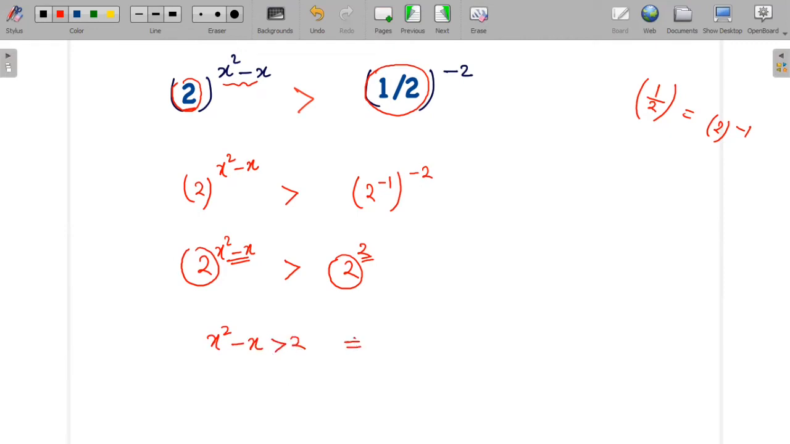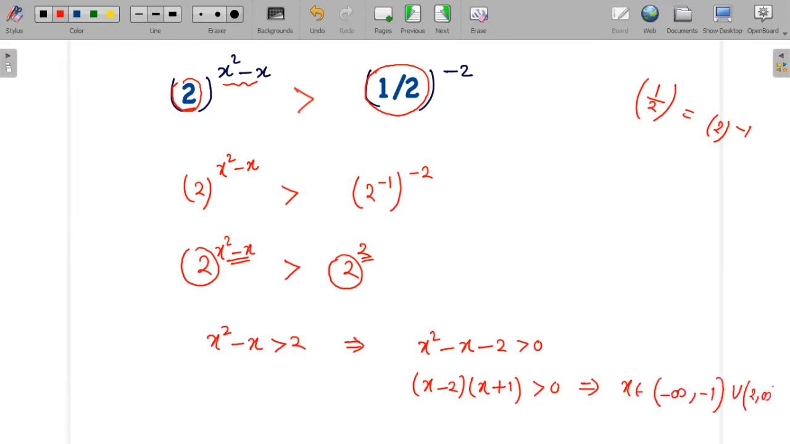Now bring this 2 to the left hand side. We have a quadratic inequality which is solvable. Factorize this equation and you have your solution. There we have x minus 2 times x plus 1 should be greater than 0, which says that the values of x should belong to negative infinity to negative 1 union 2 up till infinity, excluding 2.